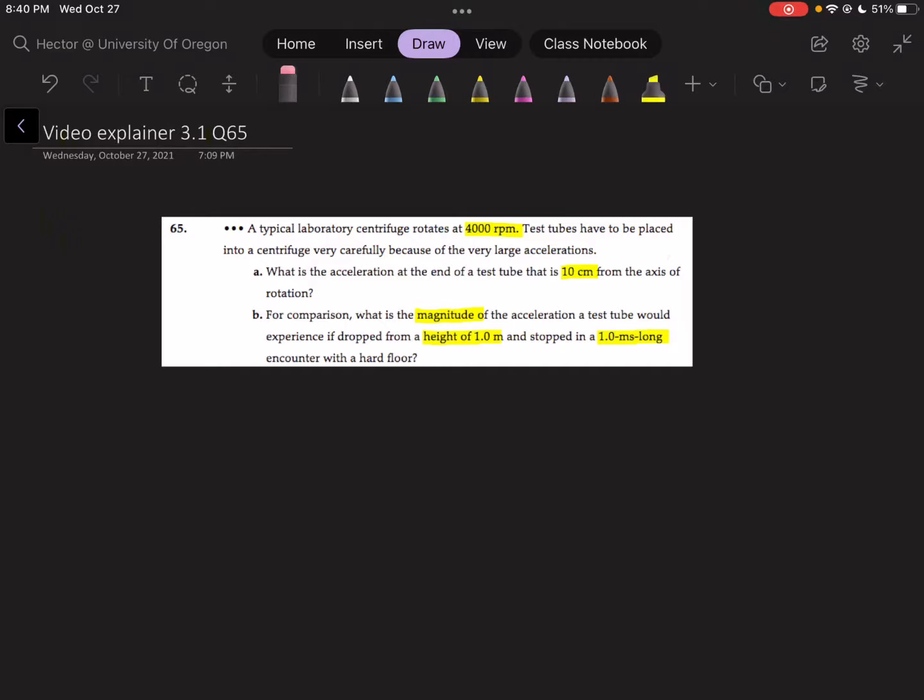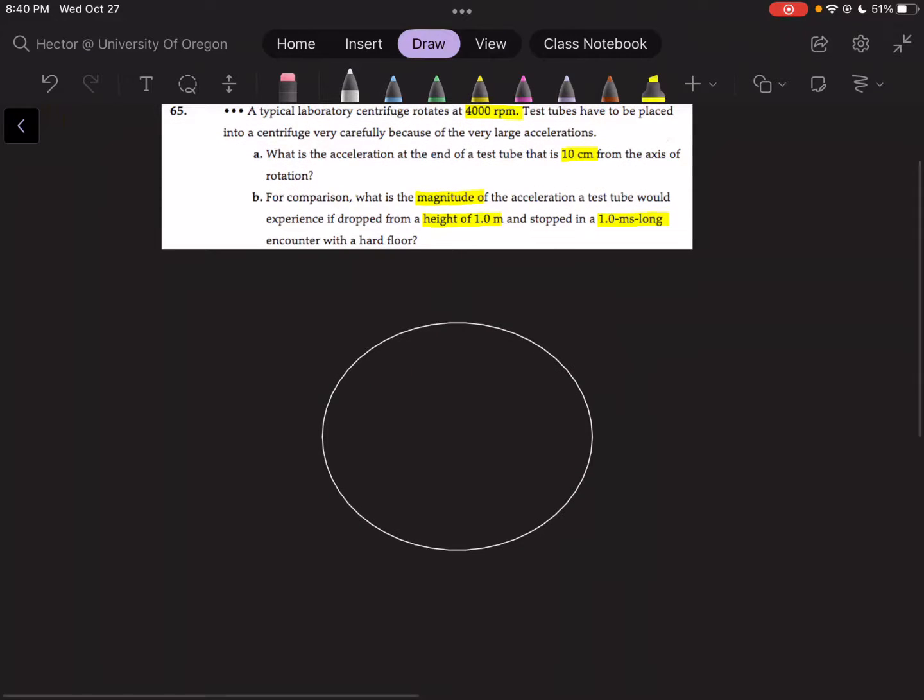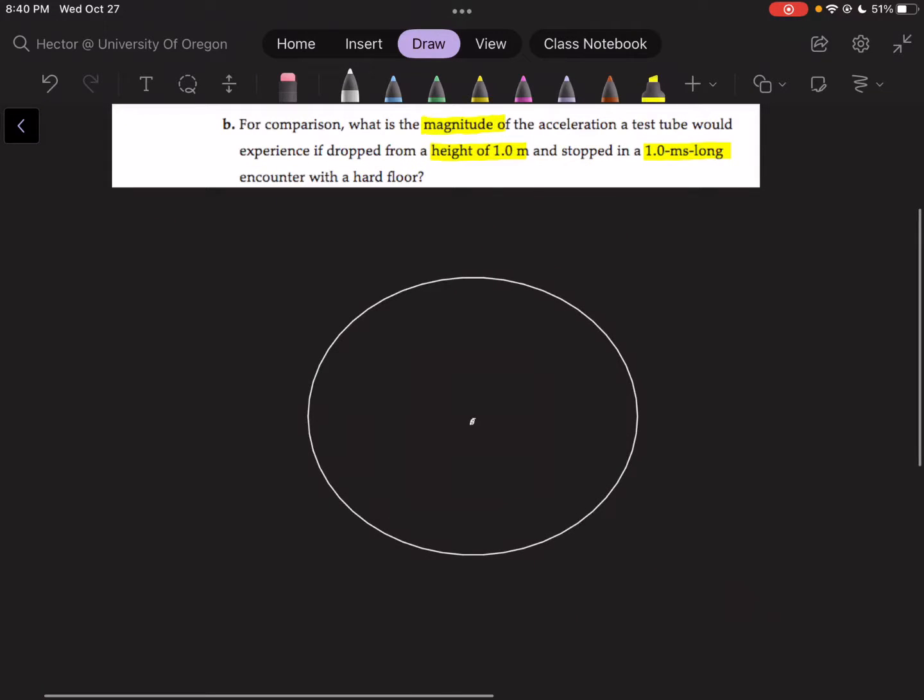Okay, so we're going to hop right in and draw ourselves a picture. So, getting out a circle here for part A, we can imagine some middle section right here, which is our axis of rotation, and our little point right here, which is our test tube, the distance between them, which is that 10 centimeters, and how quickly it's rotating. So that's going to be 4,000 RPM.